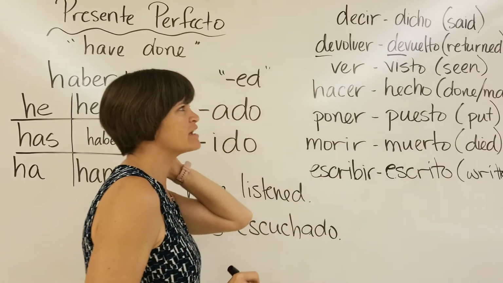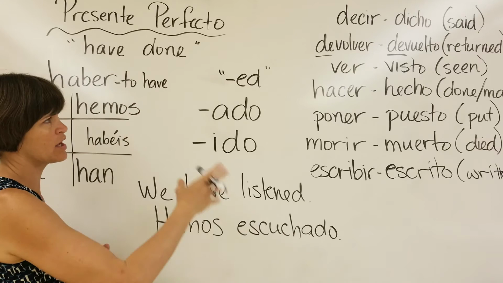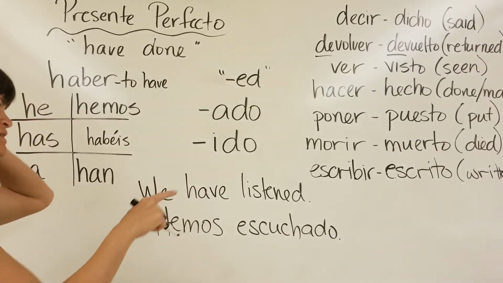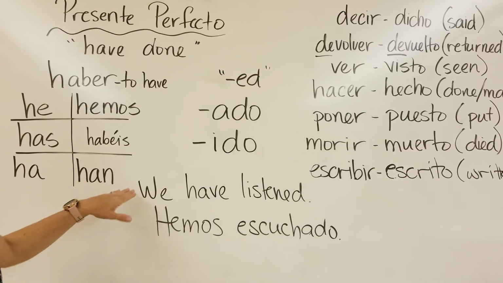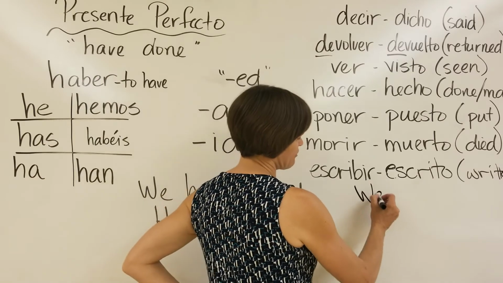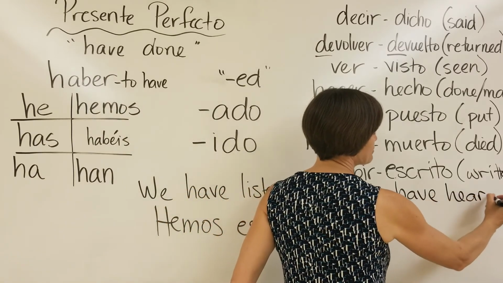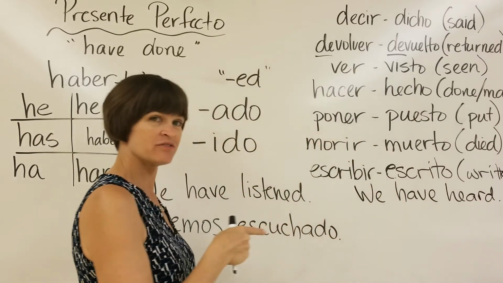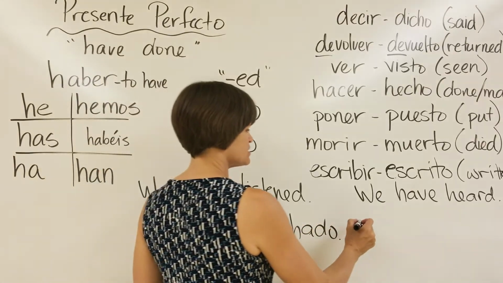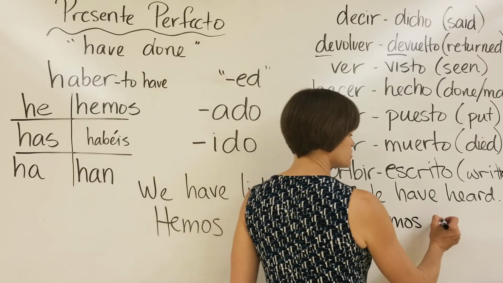There's also volver. If you don't have the devolver in front of it, it also means returned, but it means returned yourself instead of returned an item, so that's another one there. And then one other thing to recognize about these is if you run into, so we have listened is hemos escuchado, but instead if it was we have heard, then we would have a double vowel situation from the verb oír, and just like that gave us problems in the preterite and the present tense, we're just going to have to separate the vowel sounds here as well.